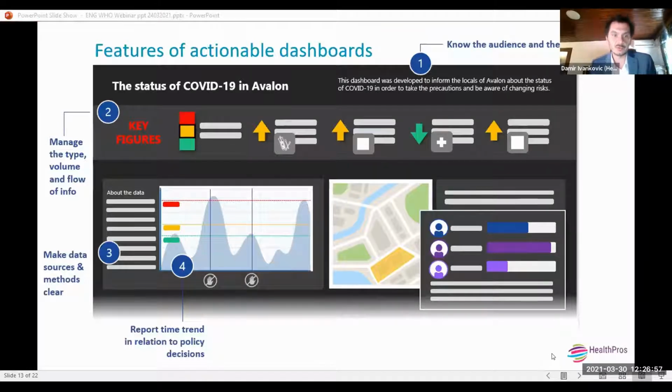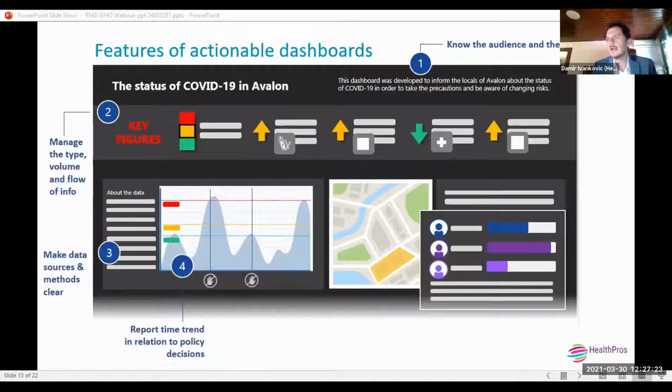The next feature was reporting time trends, and reporting time trends in relation to policy decisions. Again, the majority of dashboards did provide time trend data through the duration of the pandemic, but 1 in 8, for instance, did not, and very few did link the data shown in graphs and charts to certain policy decisions which were made and measures that were introduced at certain points.